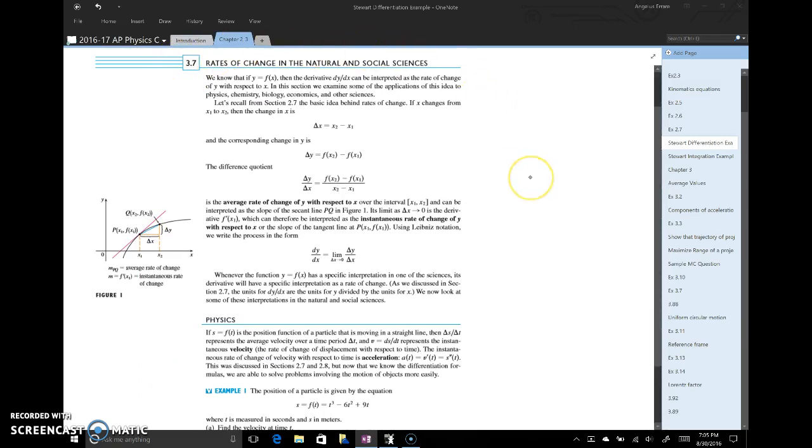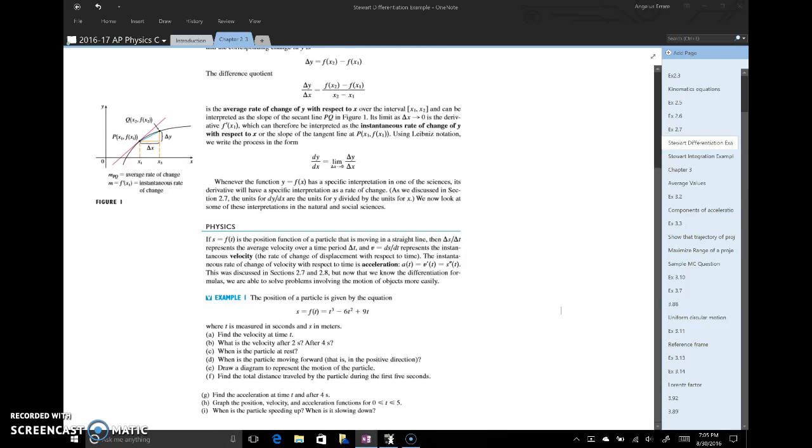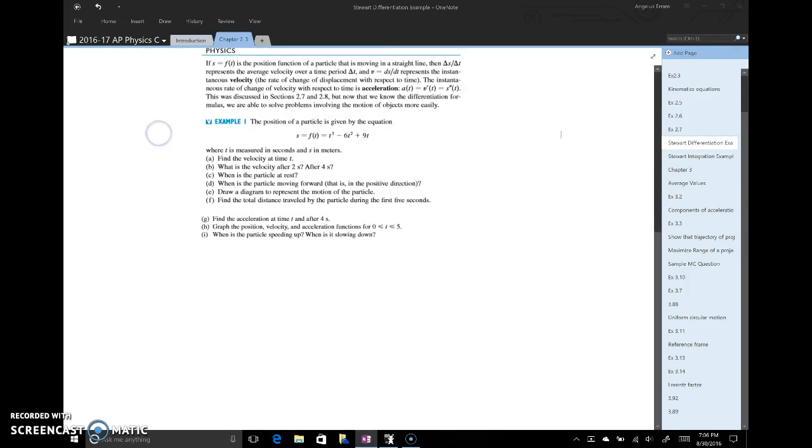Anyway, what I'd like for you guys to do is just take a moment to read the little introduction here from the Stewart Calculus book about rates of change, which applies directly to the relationship between position and velocity functions, and then unpause the video and we'll go through this first example here.